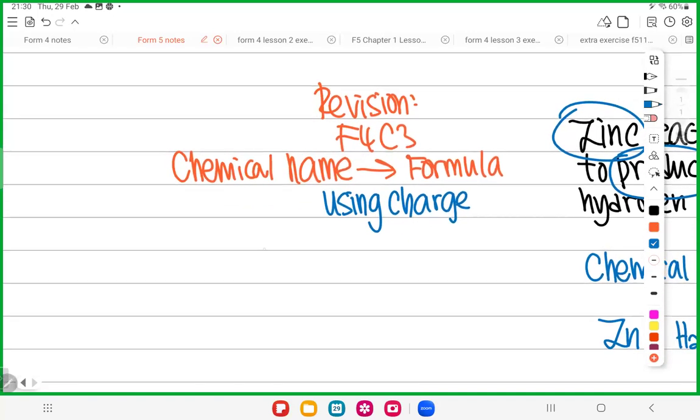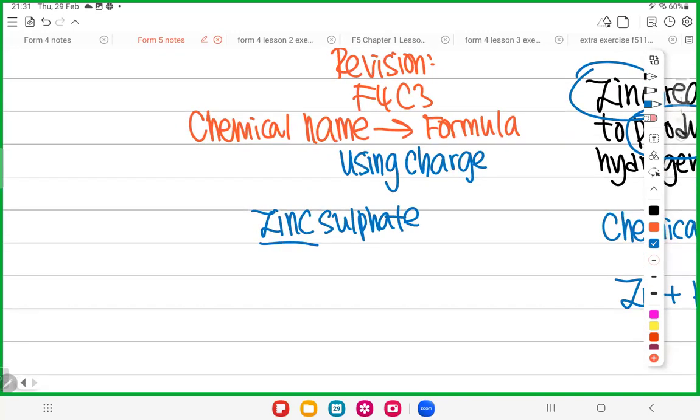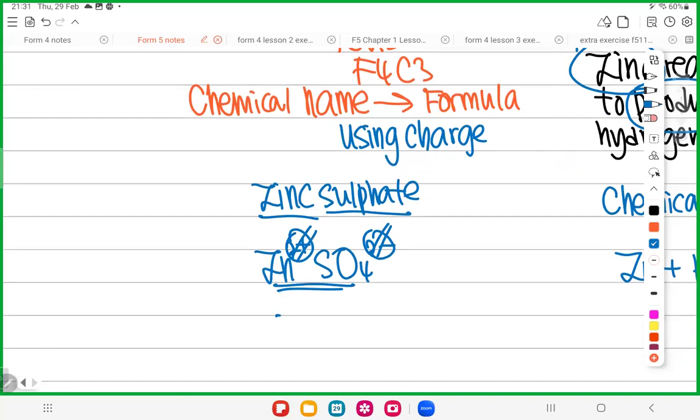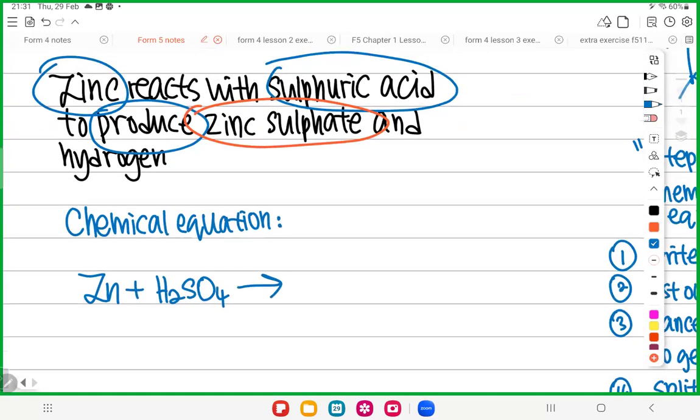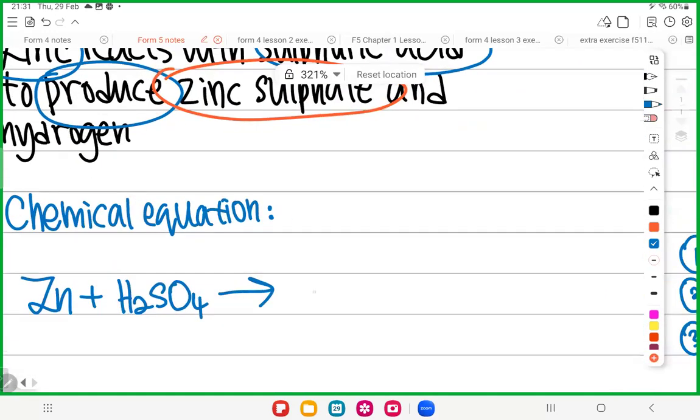Example, this chemical name called zinc sulfate. How to know the formula for zinc sulfate? What is the charge for zinc? Zn2+. What is the charge for sulfate? SO4 2-. So the charge is the same. We cut it up. Then we join them together. ZnSO4. So that's the formula for zinc sulfate. I hope everyone knows what it is. So ZnSO4, zinc sulfate.